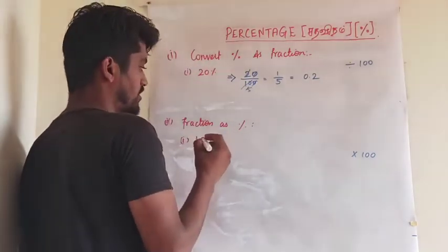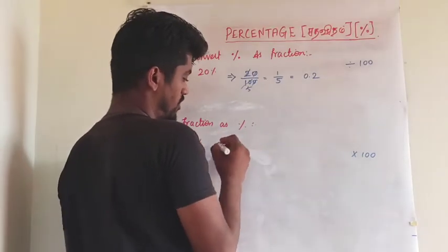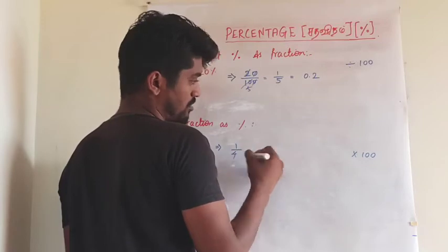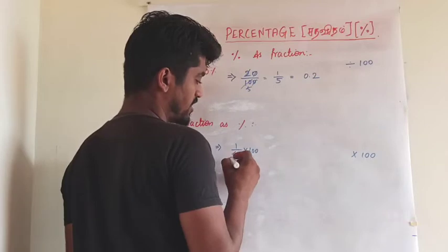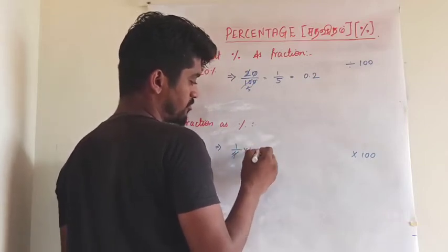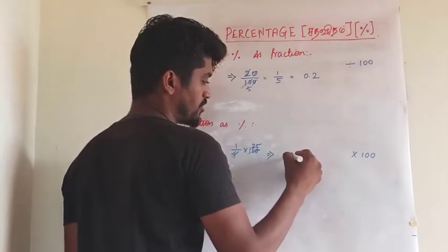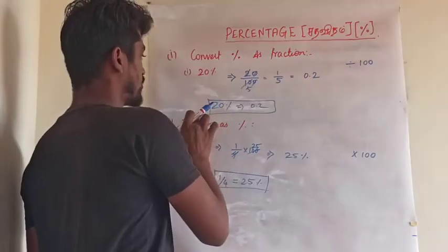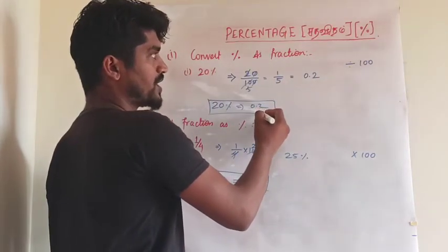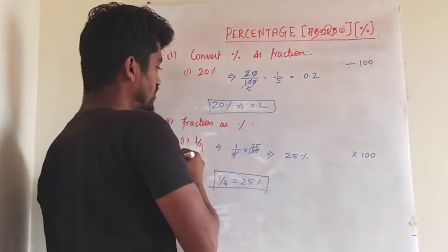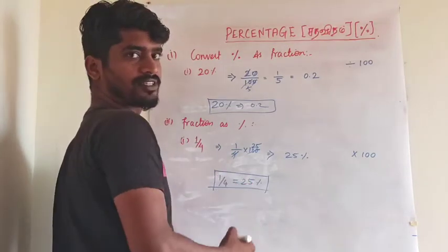From the second method, convert the fraction value 1 by 4. In this method we have to multiply with 100. We can simplify: 1 fours are 4 and 25 fours are 100. We have to write it as 25%. The 20% is written as 0.2 as a fraction. In the second method, the fraction 1 by 4 is written as 25%.